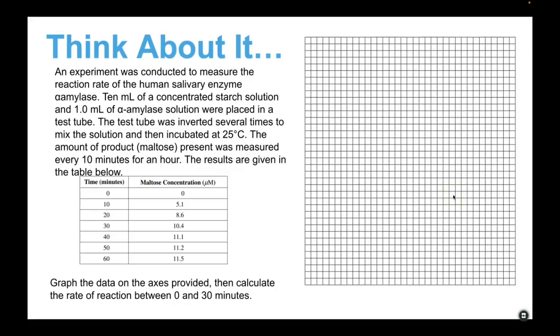And so here you have an enzyme practice problem. This slide shows an enzyme reaction rate experiment. Go ahead and pause it. It's 10 milliliters starch solution plus 1 milliliter enzyme solution, and you're measuring maltose production every 10 minutes. So look at the data table and the instructions to graph the table and calculate rate between 0 and 30 minutes. Go ahead and pause the video and work on it. All right, and this should have been a line graph because it's talking about time.